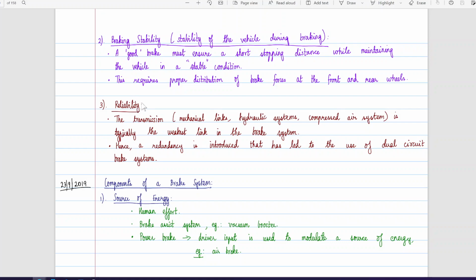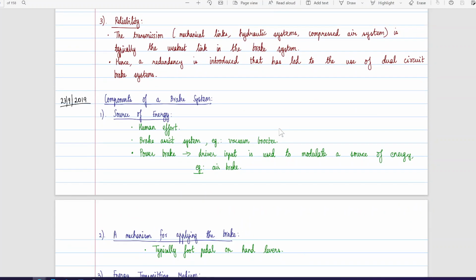Then, the third point we should note is that of reliability. The transmission, which includes mechanical linkages, hydraulic systems, or compressed air systems, is typically the weakest link in the brake system. Hence, redundancy is introduced that has led to the use of dual circuit brake systems. So, what are dual circuit brake systems? These are the systems where you have two pathways to provide power to the brake system, so that if there is a leakage in the system, you still have some capacity to brake rather than losing it entirely.